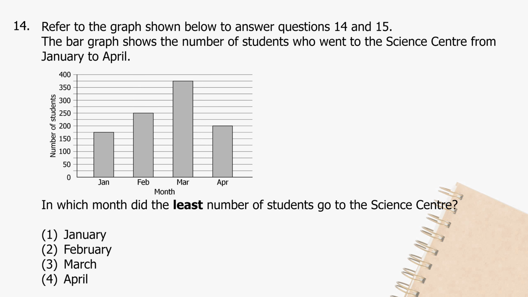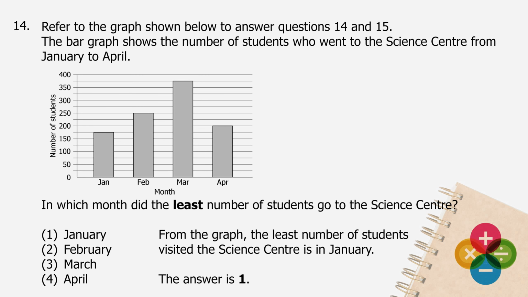Question 14. Refer to the graph shown below to answer questions 14 and 15. The bar graph shows the number of students who went to the Science Center from January to April. In which month did the least number of students go to the Science Center? From the graph above, the least number of students visited the Science Center in January. The answer is 1.